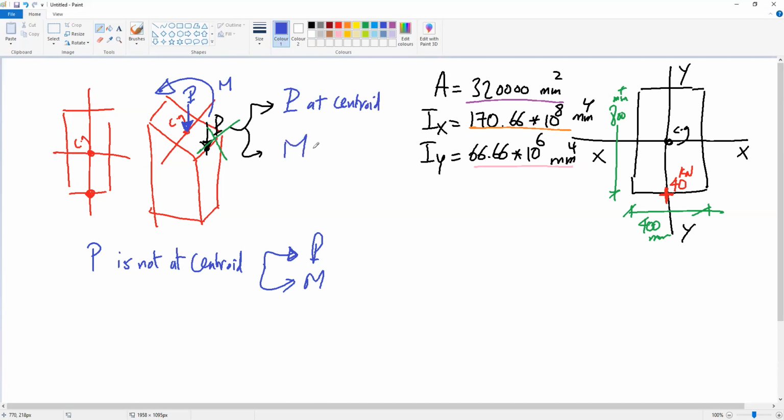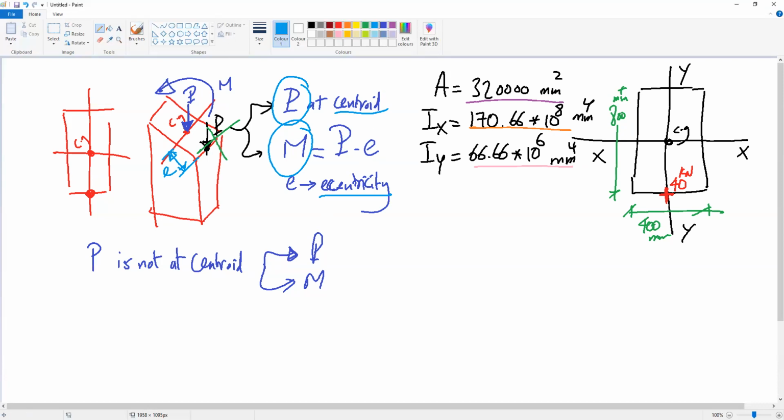How much is this moment? The moment will be the force N times the eccentricity E, where E is the eccentricity. Eccentricity means the distance between the centroid and the force. Okay, so this is E. If we have a force out of the centroid, we need to remove this force and replace it with two things: first, N at the centroid, and second, a moment equal to N times E. So this load is called an eccentric load.